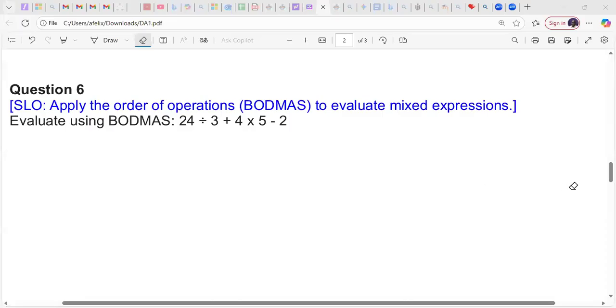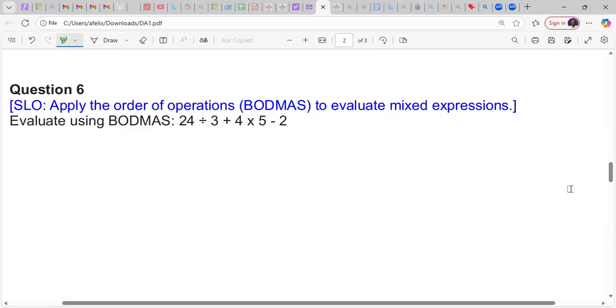Question number 6. This is extremely important, and we must understand BODMAS so we do not lose marks in exams for these type of problems. It tells us the order in which the operations must be performed: brackets, if any, of another form of multiplication, division, multiplication, addition, subtraction.